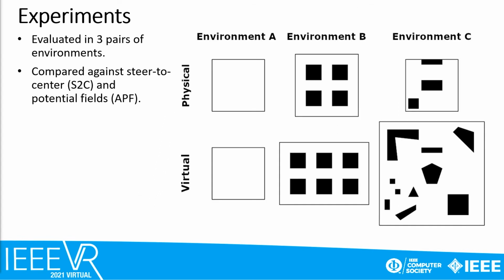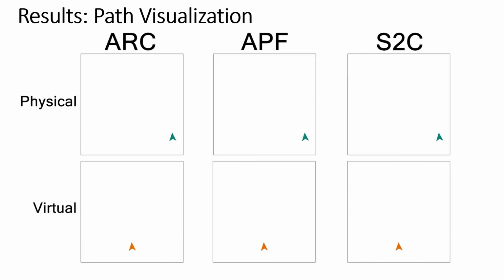We evaluated ARC in 3 pairs of environments, including both simple and complex environments. We compared ARC against 2 state-of-the-art controllers, steer-to-center and artificial potential fields. Here we see a simulated user being steered by ARC, steer-to-center, and potential fields in an identical physical and virtual environment. Notice that when steered by ARC, the user incurs a few collisions at the start of the path, but eventually their position in the physical world matches their position in the virtual world, and they experience no more collisions. The other controllers, however, continually incur collisions because the user's state in the 2 environments is constantly mismatched.